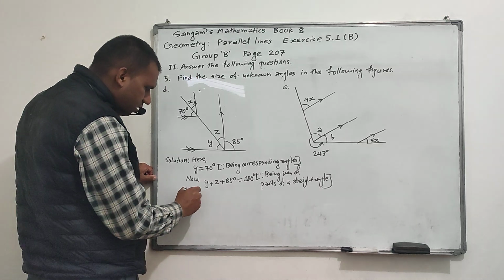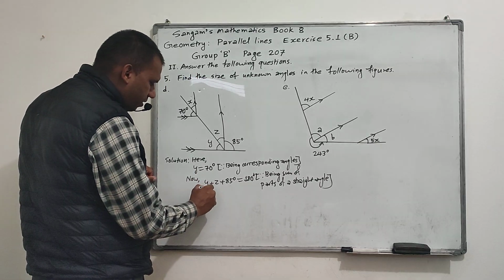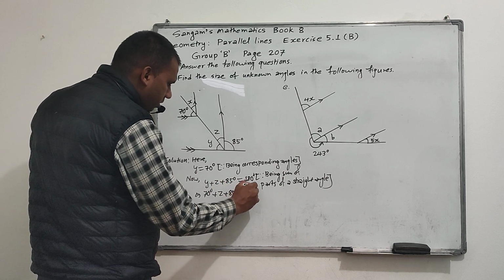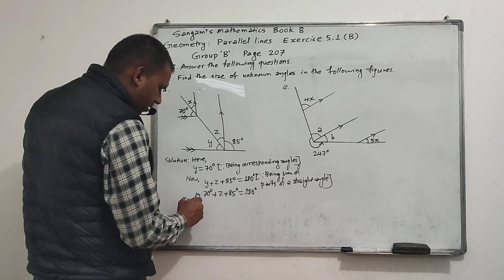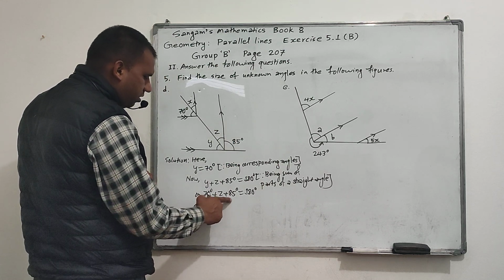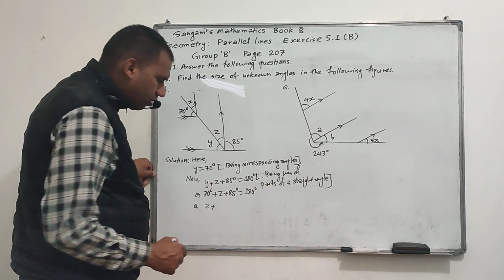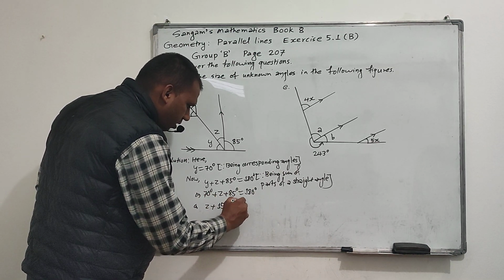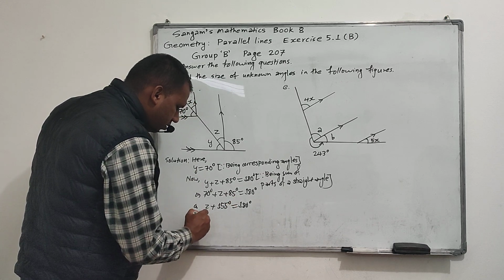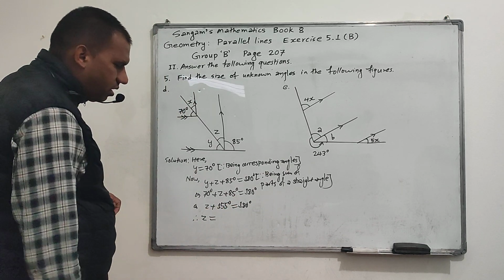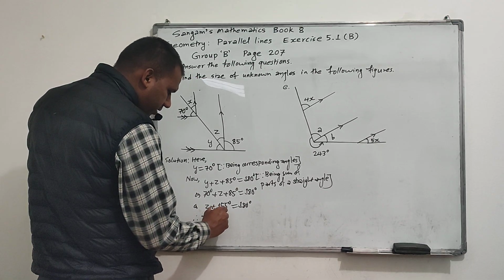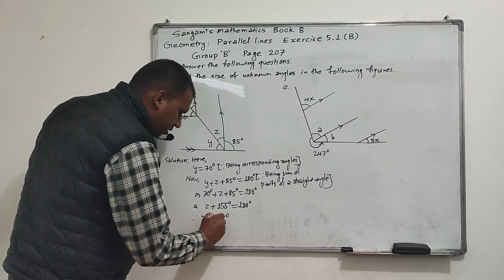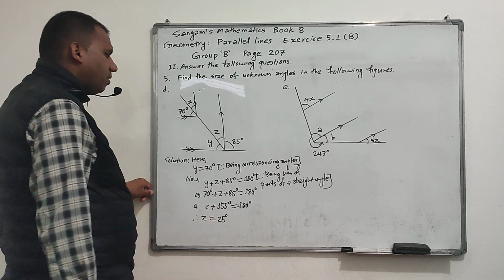Or the value of Y is 70 degree, so 70 degree plus Z plus 85 degree equal to 180 degree, or Z plus 70 plus 85, that is 155 degree equal to 180 degree. Therefore Z equal to 180 minus 155, that is 25 degree. Value of Z is 25 degree. Now we have to find X.